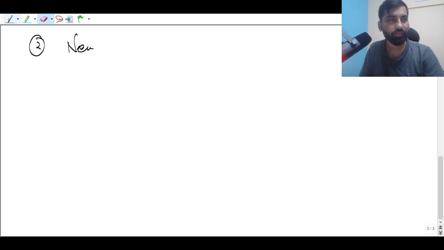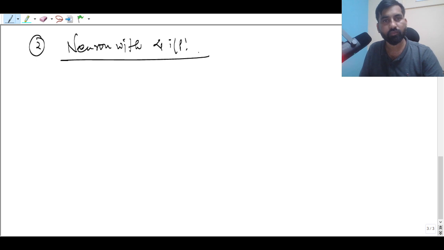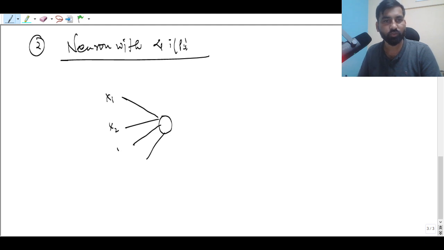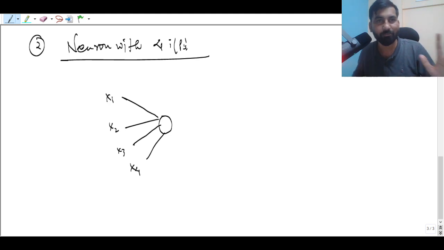Neuron with four inputs. Understand? Neuron with four inputs. Suppose we have got a neuron here and there are four inputs, 1, 2, 3 and 4. So x1, x2, x3, x4. See, these things you can do using numpy, right? There is a Python library. We have got numpy, okay?